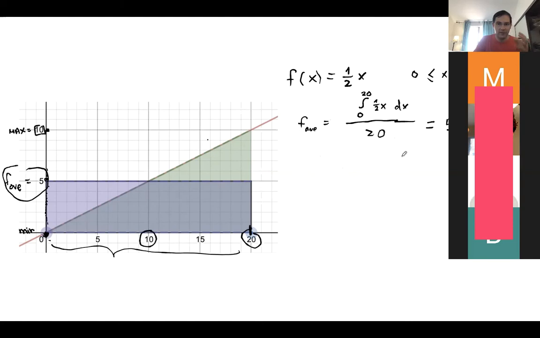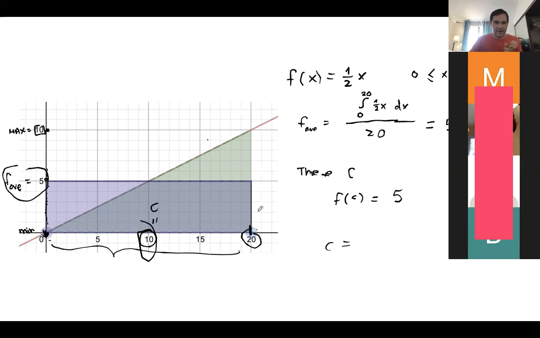See, you can tell just looking at this picture that there exists a point C in between 0 and 20, such that if you compute f of c, this is equal to the average value of this function, which is 5. Okay, what is the point C in my example? This one. This is the point C.